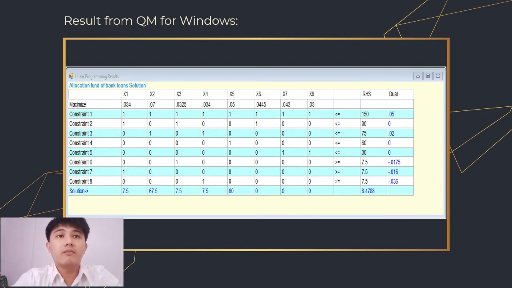ringgit by allocating the amount of 7.5 billion to hire purchase loan, 67.7 billion to personal loan, 7.5 billion to home loan, 7.5 billion to car loan, and 60 billion to business loan. However, none of the amount is allocated in educational loan, refinance loan, and other loans. This may be caused by the educational loan, refinance loan, and the other loans are the loan products that have the least profits of the bank.